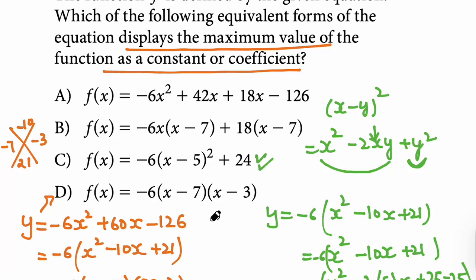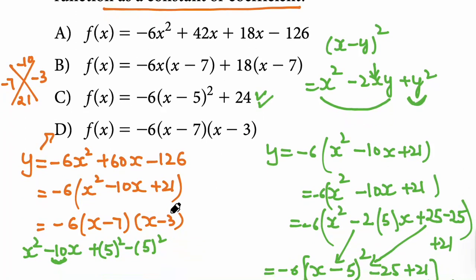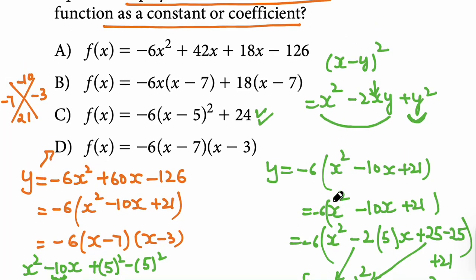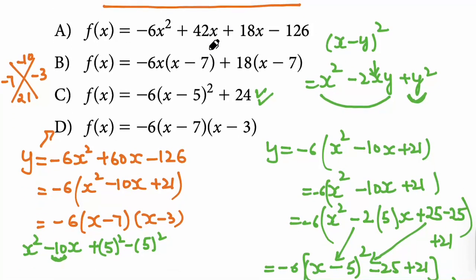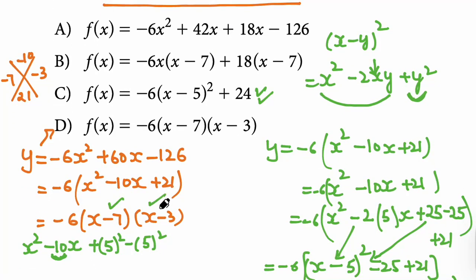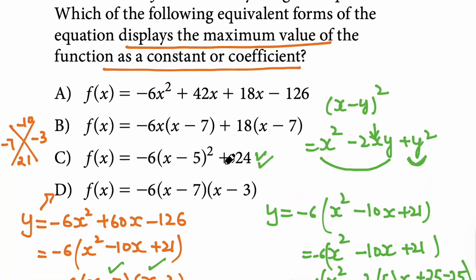Now you have two correct answers, right? This one as well as this one. Which one to choose? You need the equivalent form which displays the maximum value. So what is this equation displaying? This is displaying the zeros, not the maximum value, though it's a correct answer, right? But we need the display of the maximum value. Here it is displaying the maximum value, 5 and 24. So that means C is the right option.